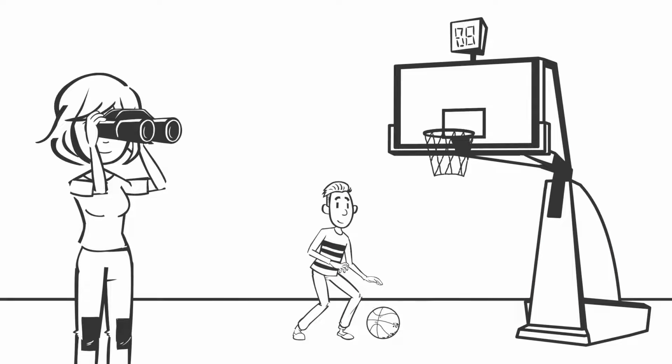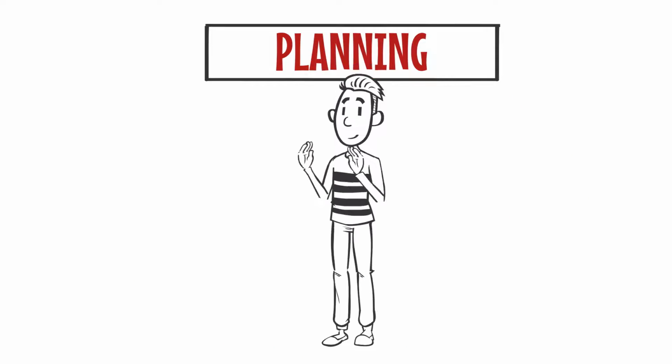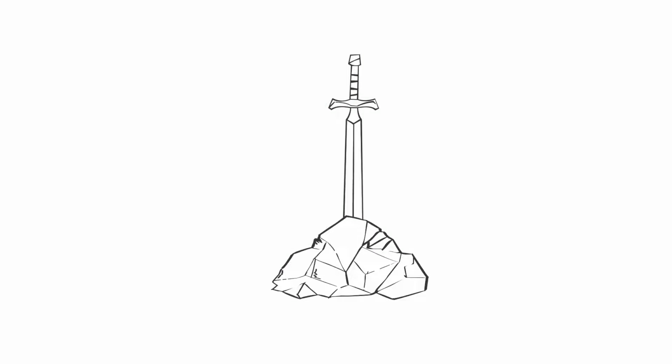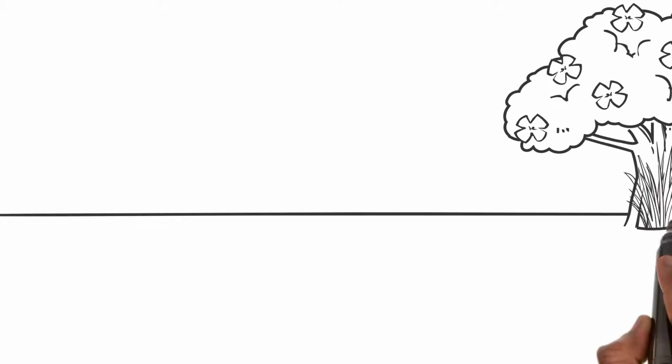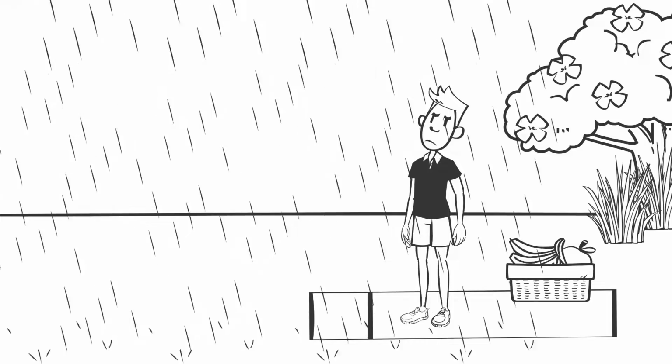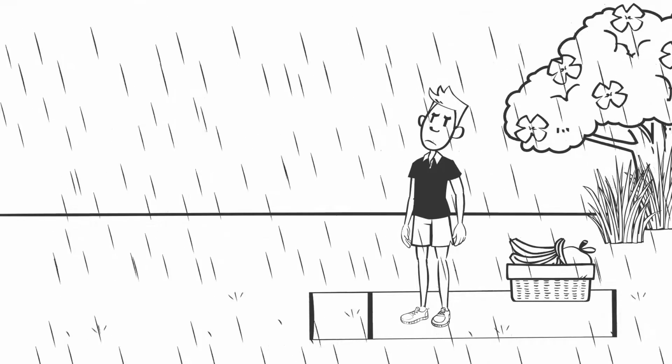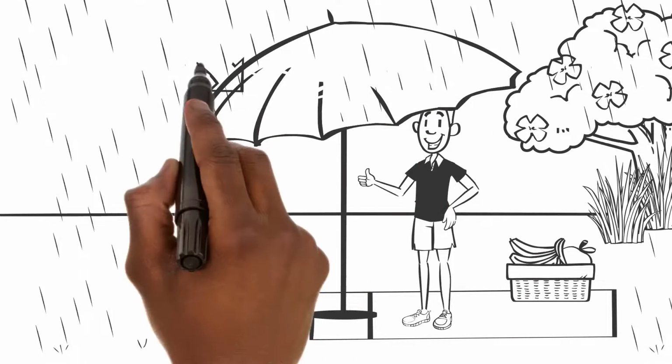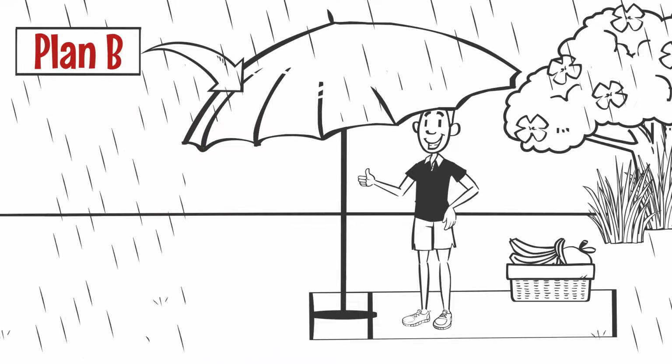But let's not forget that planning has its limitations too. It's not set in stone, and things might not always go as expected. It's like planning an outdoor picnic and then suddenly, rain pours down. But we can always adapt and come up with a plan B.